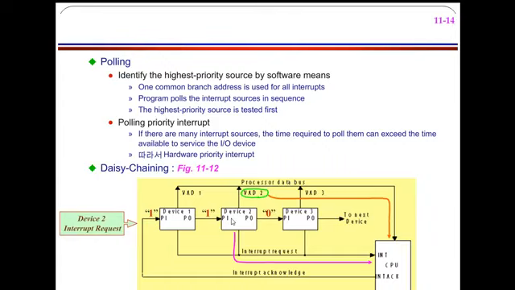What do you mean by polling interrupts? Polling interrupts get the highest priority source by software means. One common branch address is used for all the interrupts. The program polls the interrupt sources in sequence, and the highest priority source is tested first. In polling priority interrupt, if there are many interrupt sources, the time required to poll them can exceed the time available to service the IO device. So what actually does polling interrupts mean?